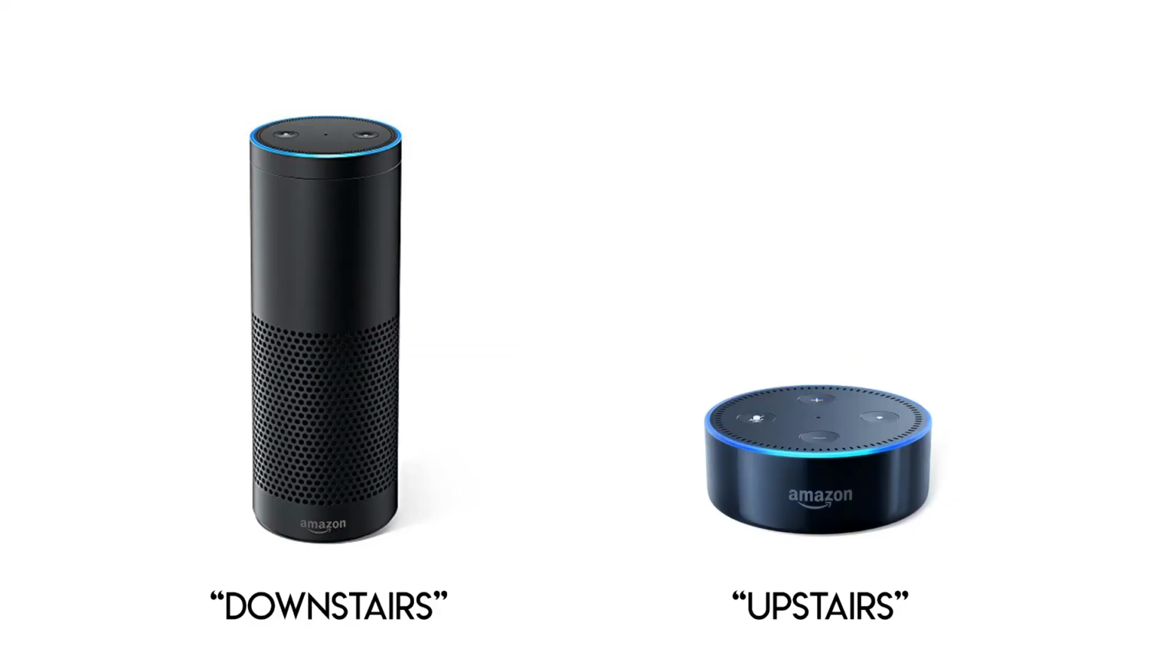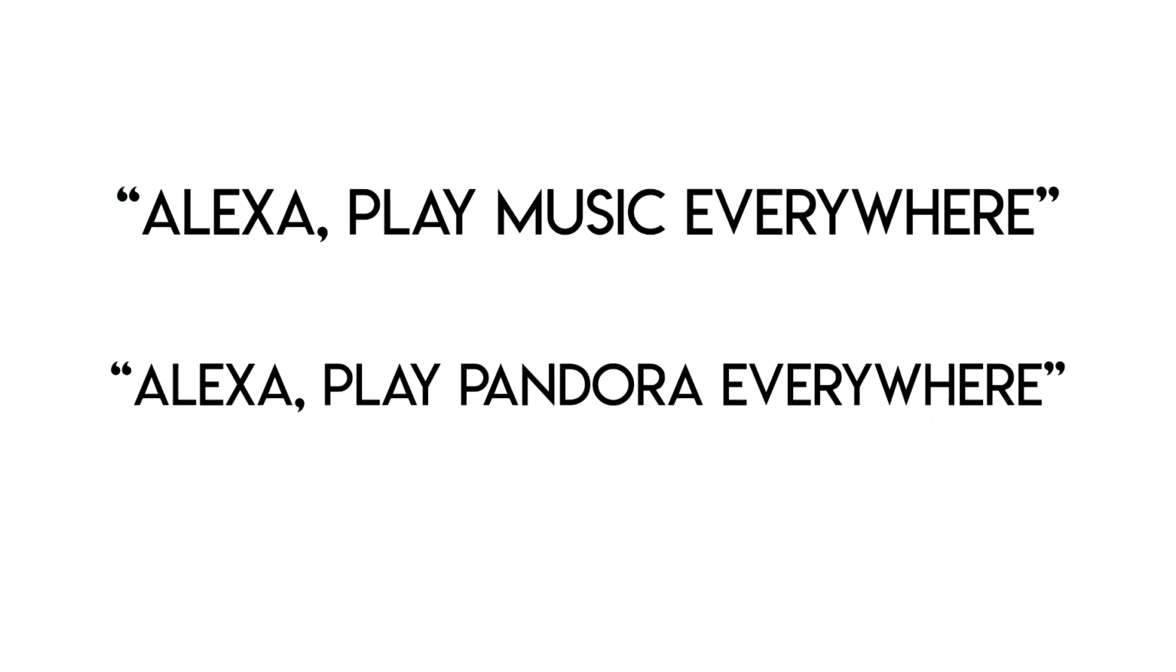So just to recap, those commands that you would use are Alexa, play music everywhere, or Alexa, play Pandora everywhere. You just have to use the name of the group. So whether you did downstairs, upstairs, whatever it is, just use that name and it'll work. You can even tell one device to play on a different one. So if I'm upstairs, I could say, Alexa, play Pandora downstairs, and it will play on the one downstairs and not upstairs. So I can control them remotely as well.